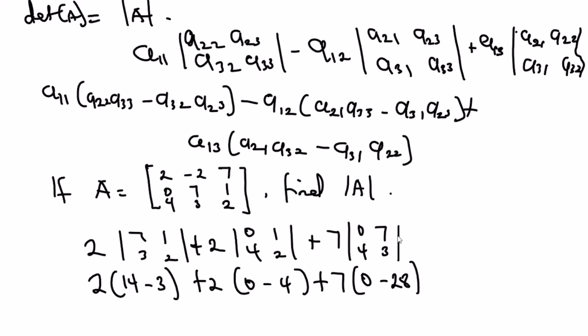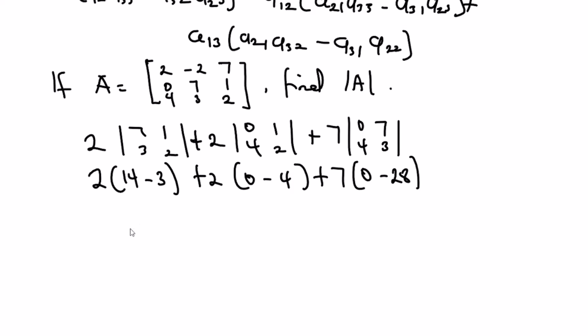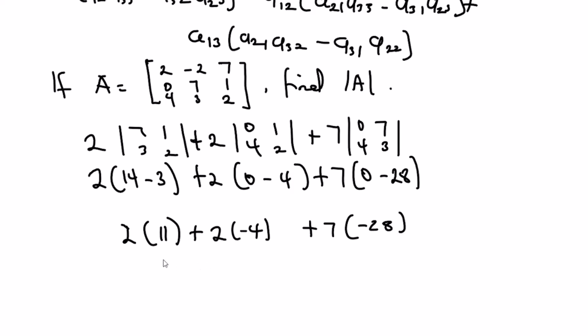0 minus 28. Yes. So the next thing, this is just calculator work. So we do the one here. So you have 2 multiply 40 minus 3 will give us what? 11. Then plus 2 times -4 plus 7 times -28. This part will give us 22. We have minus 8. Then minus 196.